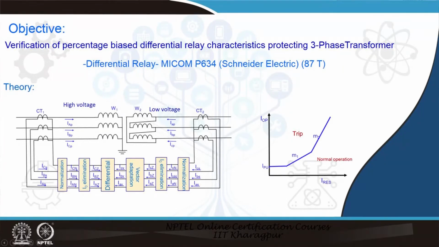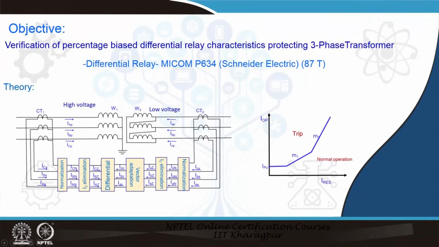This is the no trip region, assuming a normal operation situation, and this is the trip region. In this verification, we are considering two slopes: a smaller slope in the low region of the restraining current and a higher slope in the higher region of the restraining current. In case of an external fault or through fault beyond the transformer, if the current is high, CT saturation may lead to maloperation of the differential relay. Therefore, the slope M2 is in general higher, as we know.